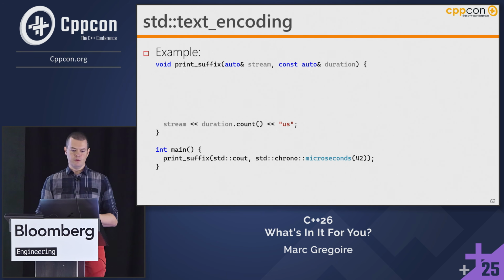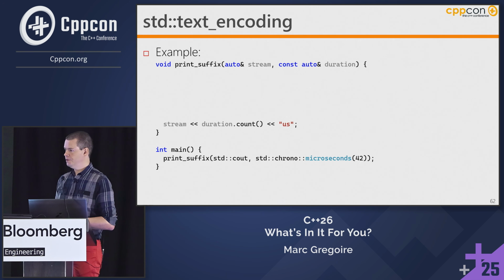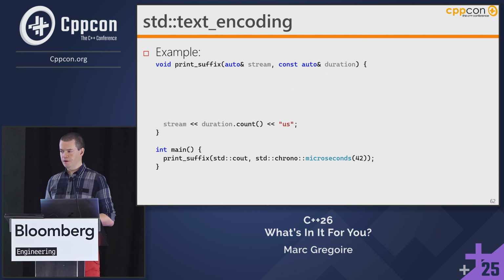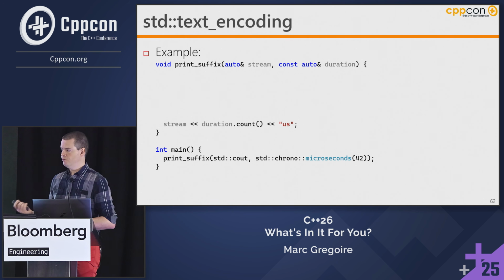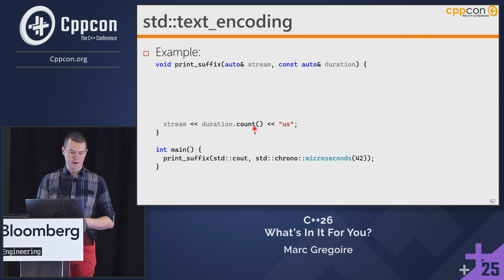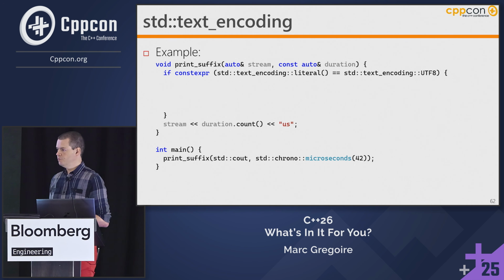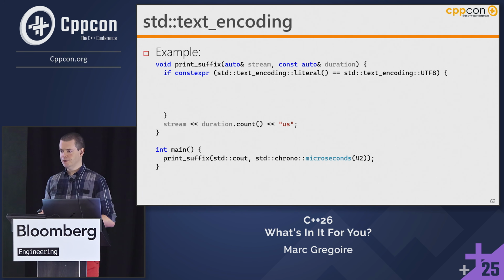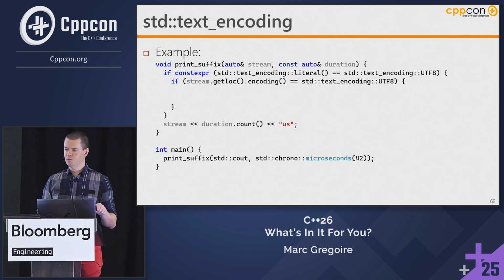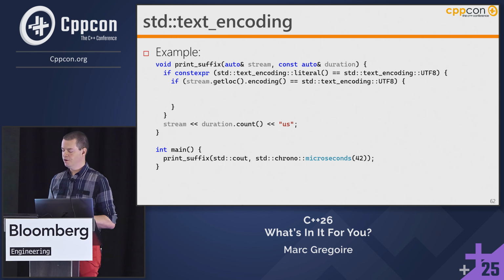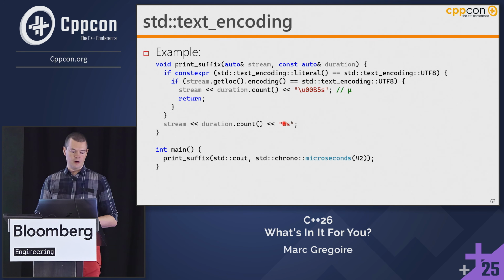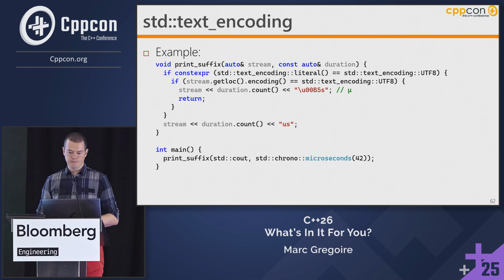A more complicated example: we have a function print suffix that prints a duration to an output stream, a duration in microseconds, and we would like to use the actual micro character if it is supported by your environment. Otherwise, we fall back to outputting us. So first, we check if the literal encoding is UTF-8. If that is the case, we check if the encoding of the output stream supports UTF-8. And if that is the case, then we actually output our micro character. Otherwise, we fall back to outputting us.